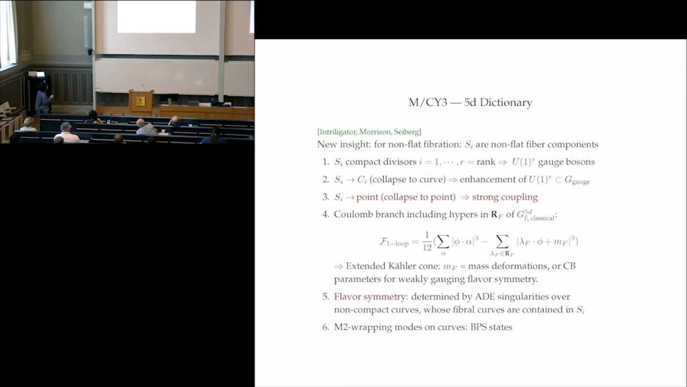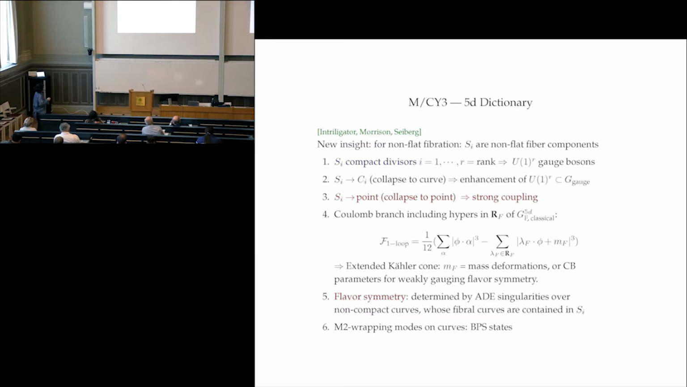The Coulomb branch, once I include matter in some representation R_F of the classical 5D flavor symmetry, is known to have this one-loop correction, this prepotential from these matter fields. So what we should be looking at, what the geometry actually describes, is an extended Kähler cone, which includes both these Coulomb branch parameters, but also mass deformations, which allow us to give masses to these hypermultiplets that transform under the flavor symmetry.